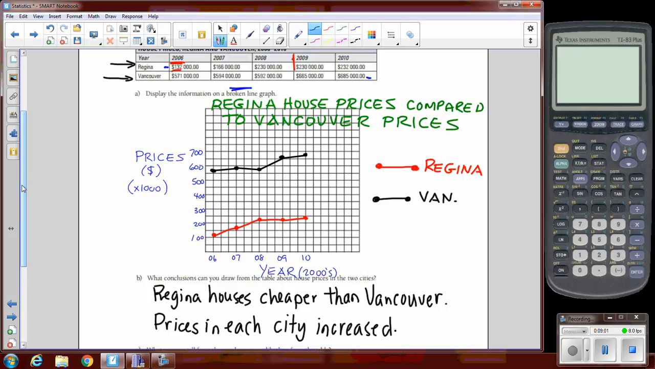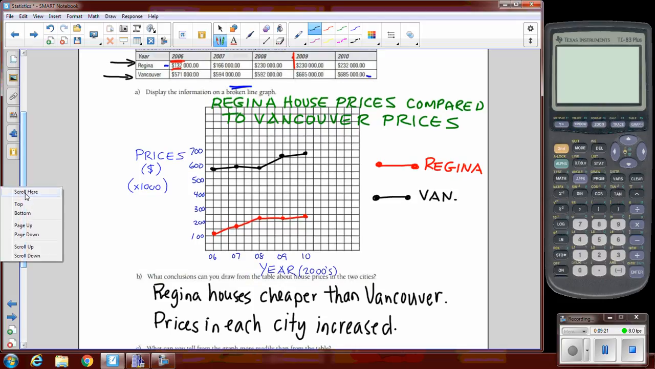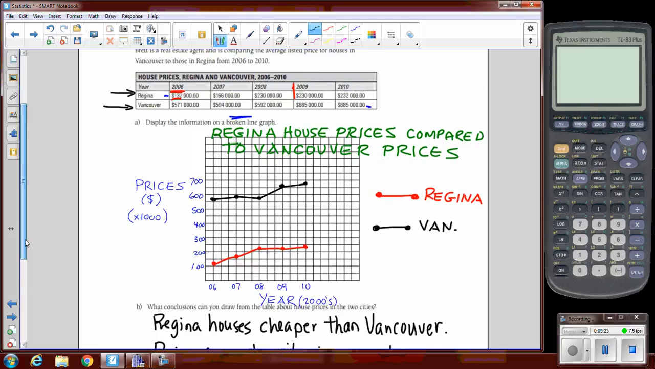So there were some years where in Vancouver it actually went down from 2007 to 2008, went from 594,000 to 592, but the overall trend of the graph is up. Now it says, what can you tell from the graph more readily than the table? So what makes it easier looking at the graph than the table?